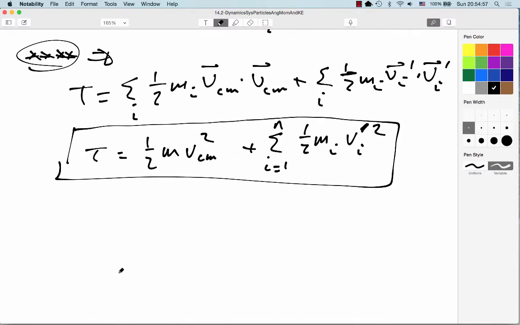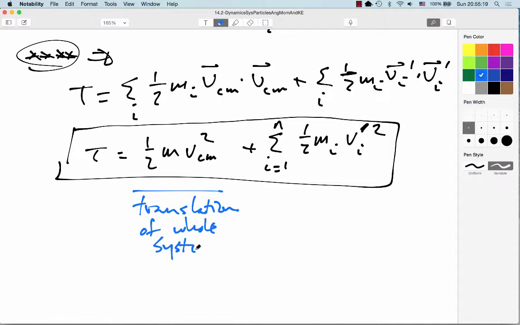All right, so the moral of the story is that the kinetic energy is the kinetic energy due to the translation of the whole system, plus the kinetic energy of motion relative to the mass center.